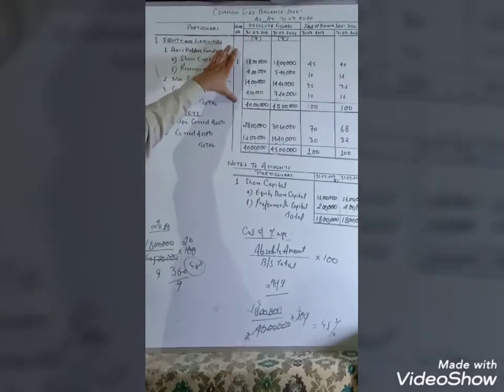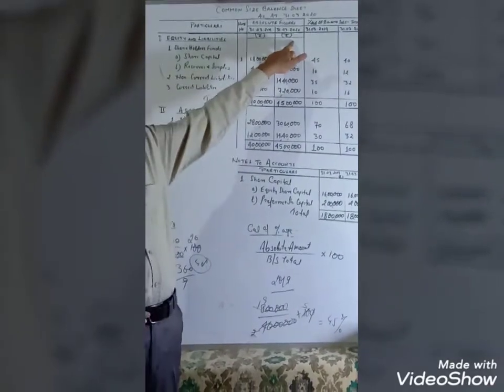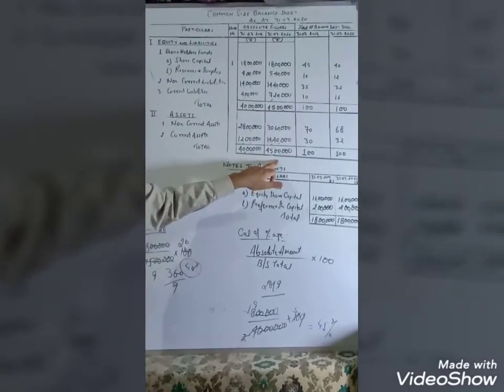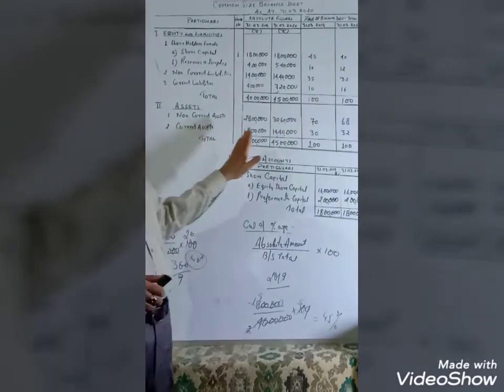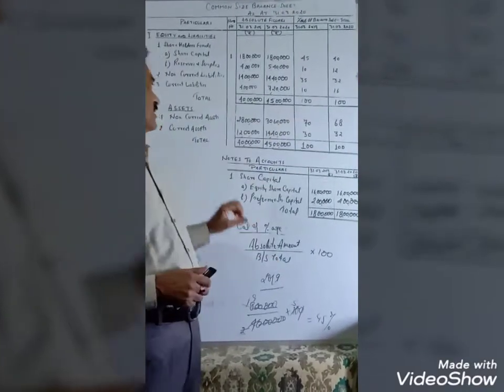So for the year 2019, the equity and liability section has a total of 40 lakh and assets are also having a total of 40 lakh. For the year 2020, it is 45 lakh, whereas the assets are also 45 lakh. Now we have to convert these individual items into percentage for both the years.